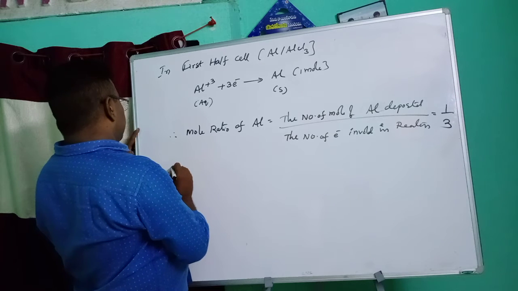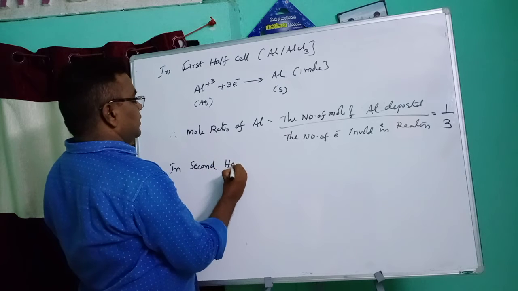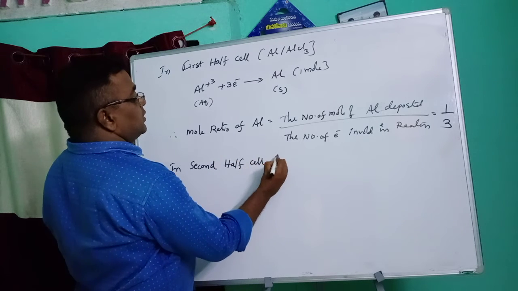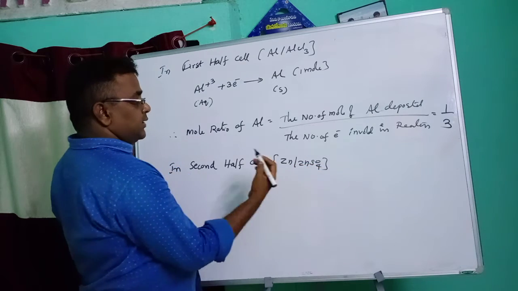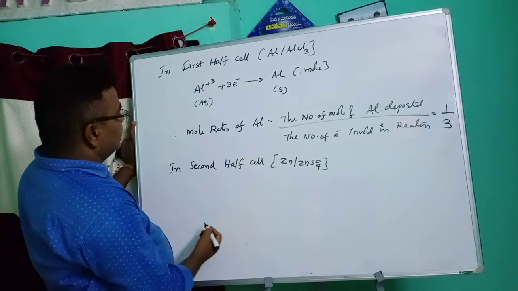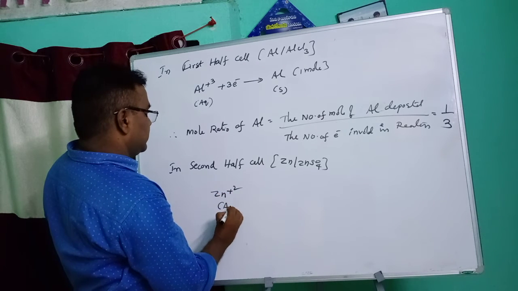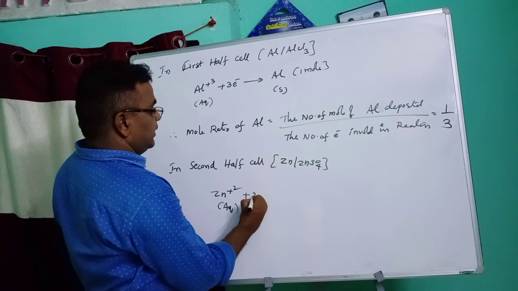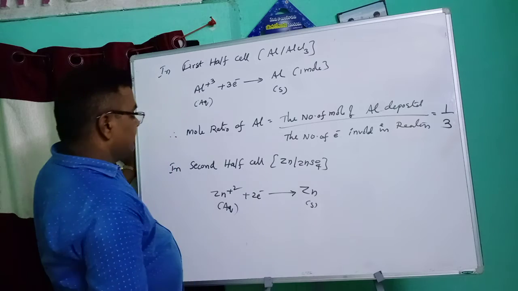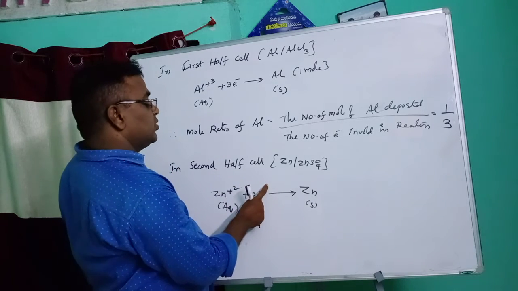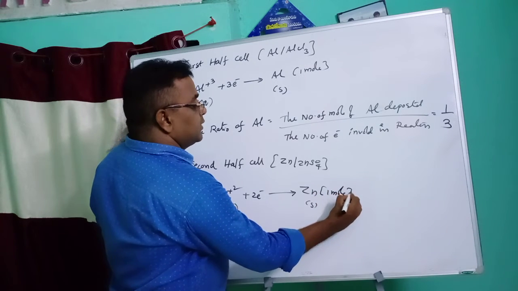Similarly, in the second half cell, we know that Zn | ZnSO4. In the second half cell, the reaction taking place is Zn2+ (aq) plus 2 moles of electrons gives zinc solid. That means zinc ions gain 2 moles of electrons and give 1 mole of zinc metal deposited.